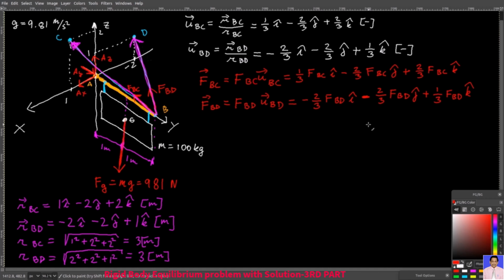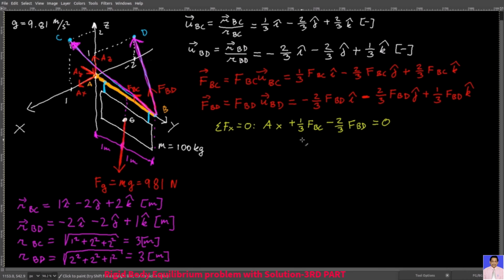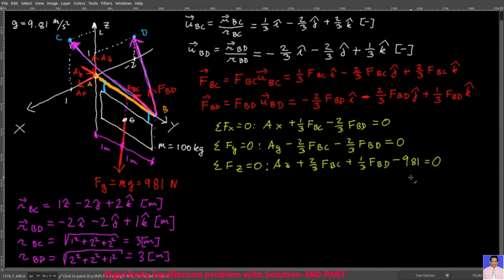Now you have these two forces in the i, j, and k components, and now let's use the rigid body equilibrium principles to find Ax, Ay, and Az, and also FBC and FBD. In the x direction, in terms of forces, you have this equation. In the y direction, in terms of forces, you have this equation. In the z direction, in terms of forces, you have this equation.